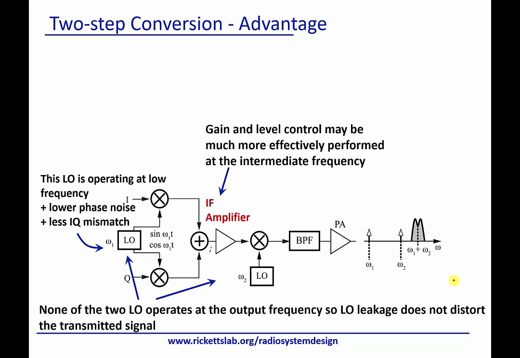Another thing is that we talked in the past that gain and level control was hard to do at higher frequencies, but with a two-stage conversion, we basically can do all of that here at this intermediate frequency. So what you're seeing is that with the two-stage conversion, not only are we getting rid of the feedthrough problems, we're also able to do all of this low-frequency circuitry in a much easier way. So basically, this upconversion to omega 1 and the amplification at omega 1 is at much lower frequencies, so it's easier to implement in either discrete or integrated circuits.